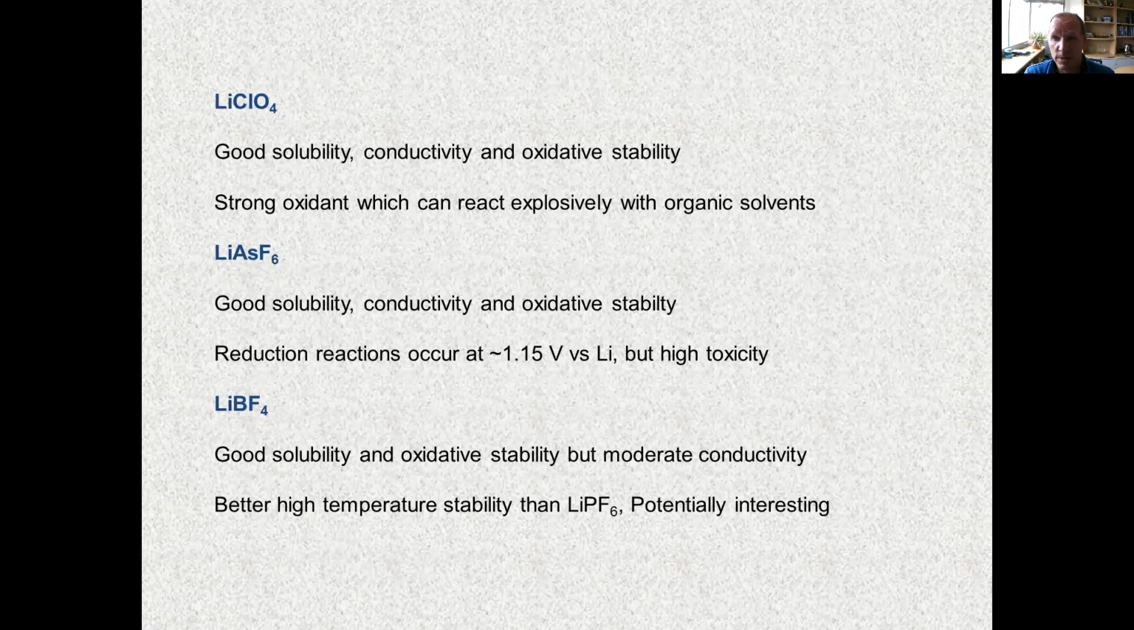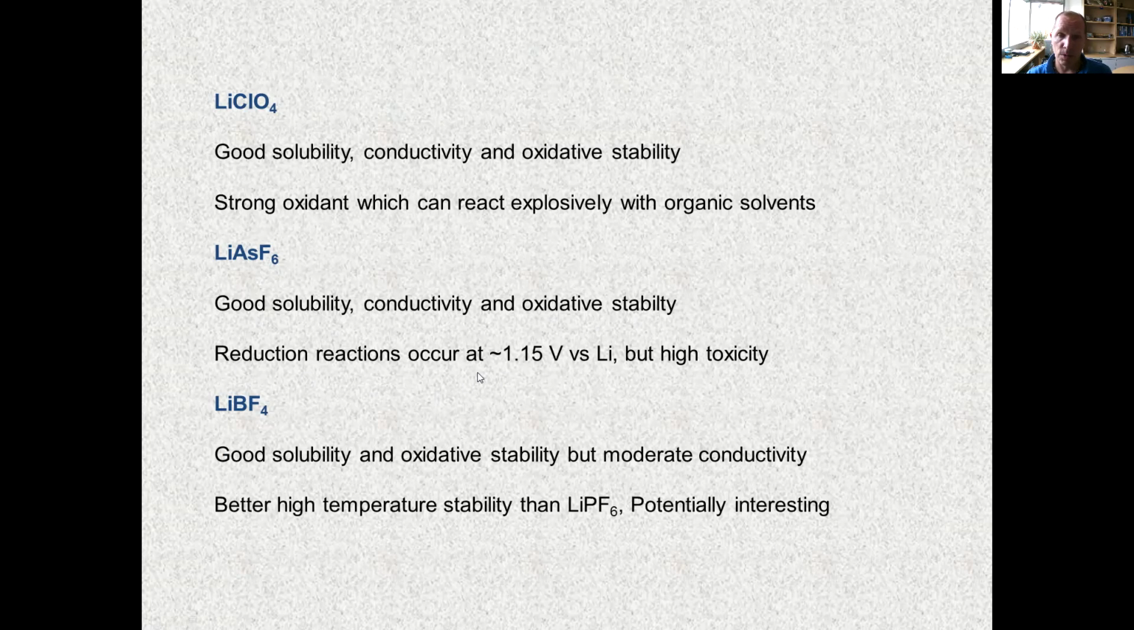And so while there's a lot of use of lithium perchlorate in research lithium-ion batteries, if you're trying to understand the effects of different salts, LiPF6 versus something else, lithium perchlorate is a good example, but commercially it cannot be used. Lithium hexafluoroarsenate, once again, was the first salt used in commercial lithium-ion batteries. It has very good solubility, very good conductivity, and very good oxidative stability. So many of these are very, very good properties.